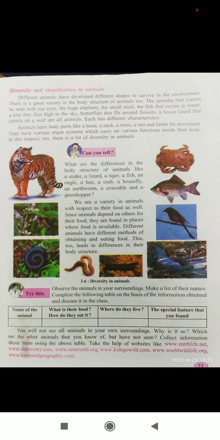Take the help of websites like www.earthlife.net, etc. We see a variety in animals with respect to food as well, since animals depend on other animals for their food. They are found in places where food is available. Different animals have different methods of obtaining and eating food. This too leads to differences in their body structure. What are the differences in the body structure of animals like a snake, a lizard, a tiger, a fish, an eagle, a hen, a crab, a housefly, an earthworm, a crocodile, and a grasshopper?